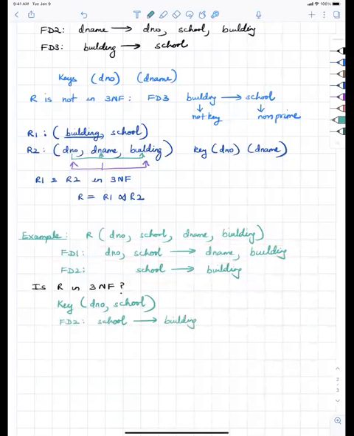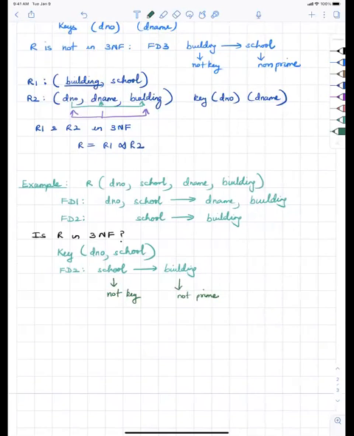And that's the one that's going to create the problem, because school is, yes, a prime attribute, but it's not a key. School by itself is not a key. It's just part of a key. And building is not prime. So therefore, R is not in third normal form.